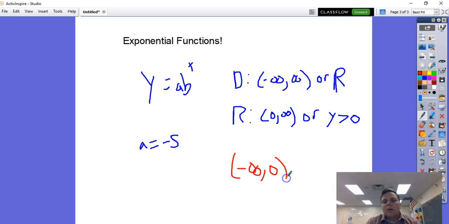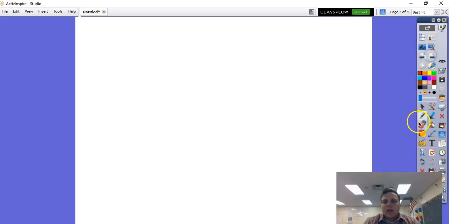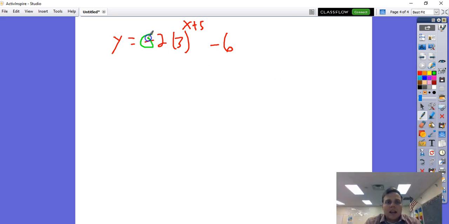Now, this was assuming there was no movement, no transformation other than maybe a reflection. What if I added some other values in? Such as, what if I gave us something like y equals -2 times 3 to the x plus 5 minus 6? Before we go any farther, let's take a moment and identify all the transformations that we see happening. Well, we have a negative right here, which means reflects across the x-axis. I'm just going to write R, representing reflects, and then x.